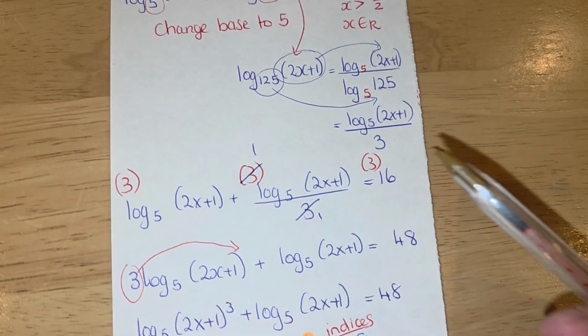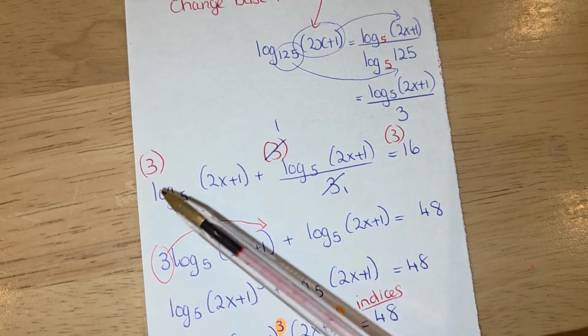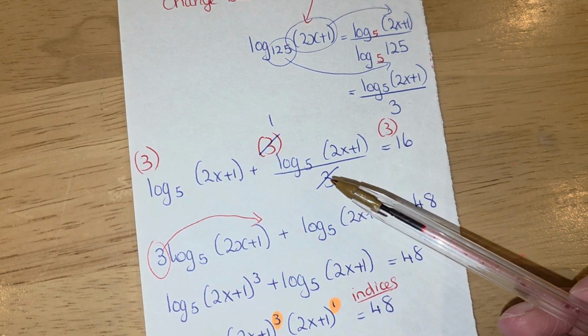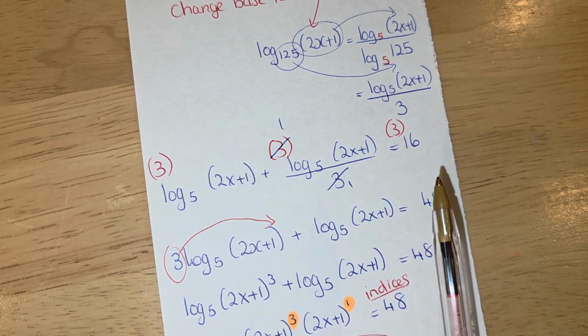Now, there is another way we could have done it. So when we got to this stage, and I multiplied across by 3 to get rid of the fraction, that's grand. But there is another way you could do it. So I'm going from this line right here, and I'm answering it in a different way, okay?